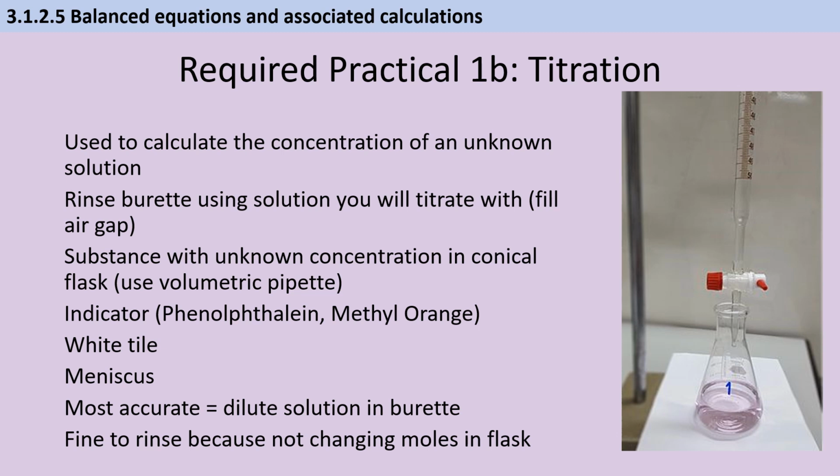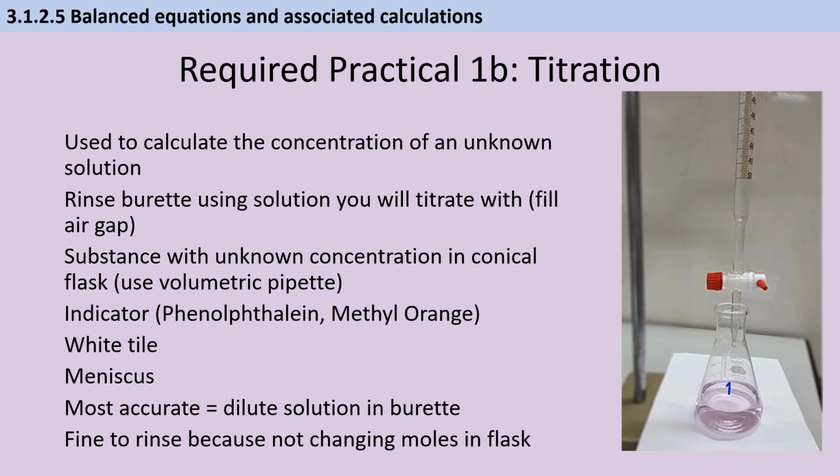The substance that you don't know the concentration of goes in the conical flask to allow you to swirl it without it splashing out, and you measure that using a volumetric pipette. That's to make your volume very precise and also to reduce uncertainty. If it's an acid-base titration, you include an indicator like phenolphthalein or methyl orange, and these are good indicators because they have a very clear, distinct colour change.